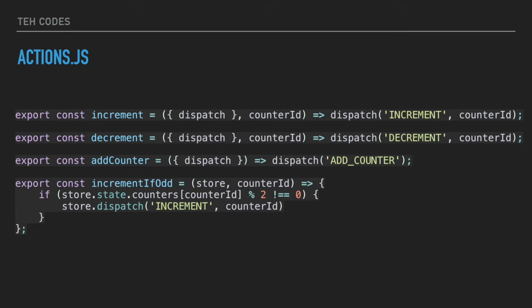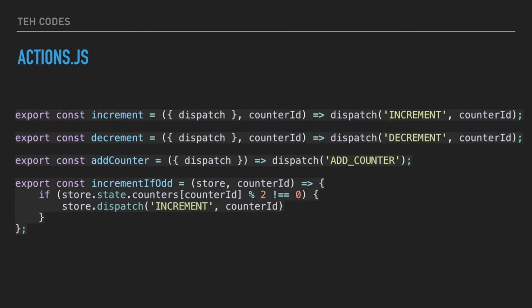So the first two functions are really simple. We are using ES6 object destructuring to select out the dispatch method from store. So it's effectively store.dispatch increment. But here we can just write dispatch increment because we've selected that out. So dispatch increment and pass the counter ID. That's easy enough. And same with add counter.